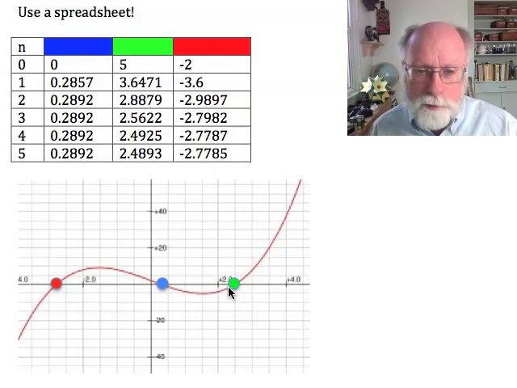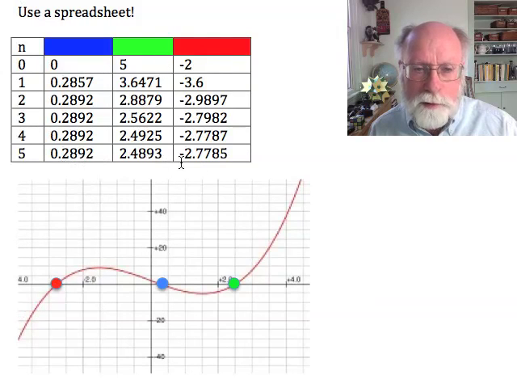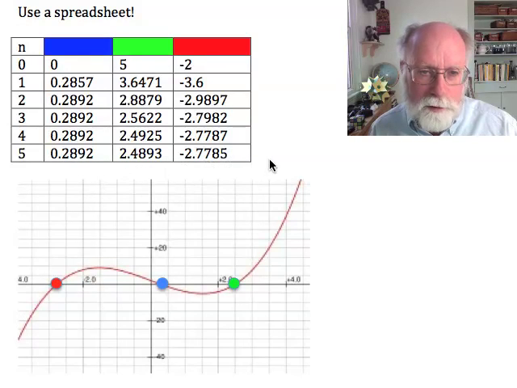On this graph, I've labeled with the colors the green root, the blue root, and the red root, and we've seen how we've got iterations. And so we can calculate with Newton's method a lot of decimal places for each of those roots, and we could just keep iterating.